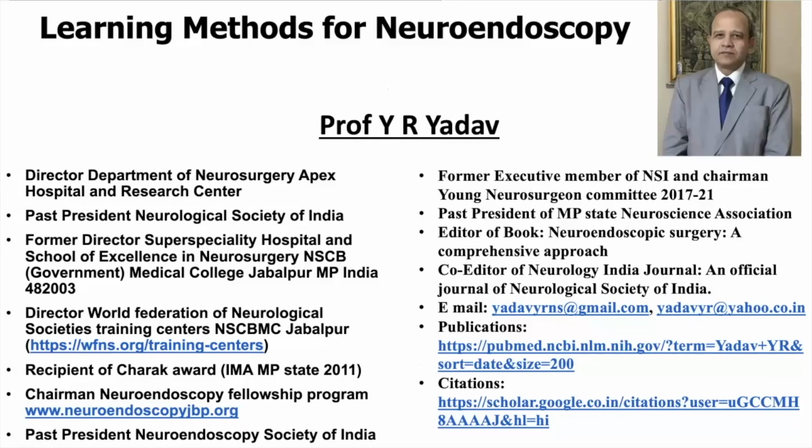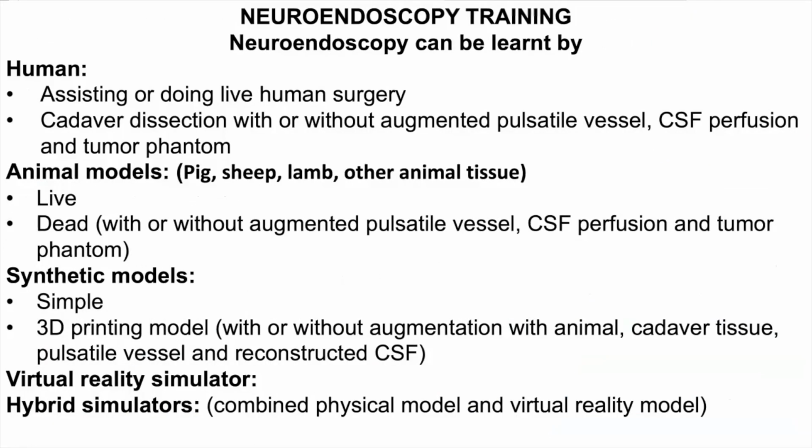Dear friends, I'll be talking about learning methods for neuroendoscopy. Neuroendoscopy can be learned by human models, animal models, synthetic models, virtual simulators, and hybrid simulators. In humans, training can be done when you assist or do live surgery, and also it can be learned on cadaver with or without augmentation of vessels and CSF perfusion, or even the tumor phantom can also be generated.